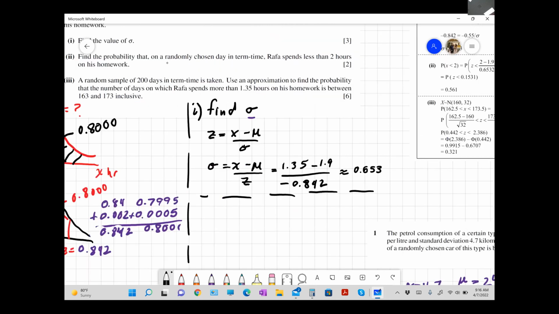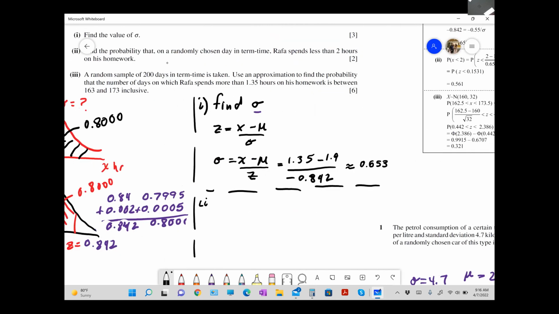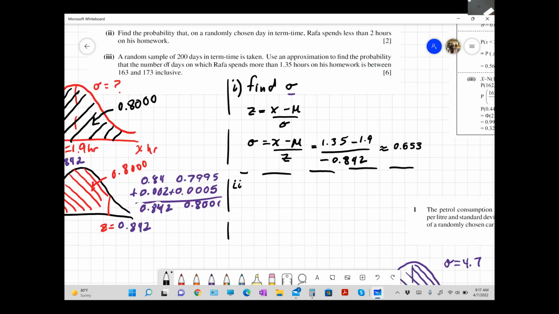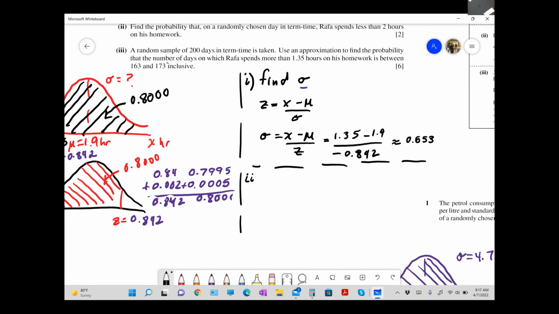Our part 2 says, find a probability that on a randomly chosen day in term time, Rafa spends less than 2 hours on his homework. I guess in England they call it term time, like when they have those tests, like we do.